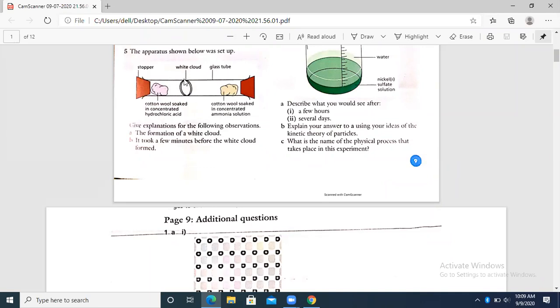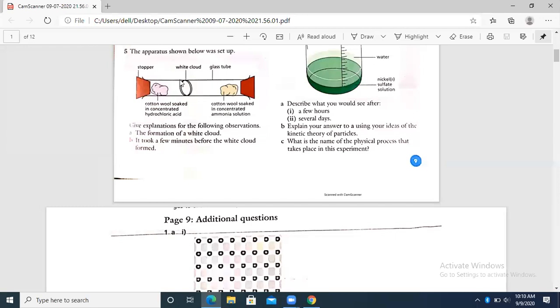What is the reason? Diffusion of ammonia solution. Yeah, diffusion. Then the diffusion between the ammonia and the hydrochloric acid gave the white cloud. Okay, good. So we can say a chemical reaction between the ammonia and the hydrochloric acid particles occurs, producing a white solid. That's why the white cloud is forming: a chemical reaction.